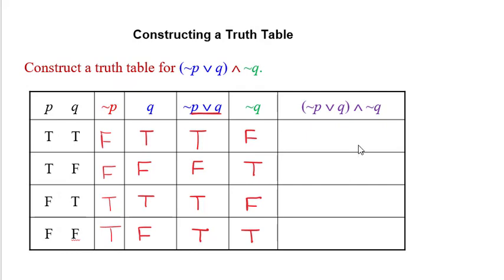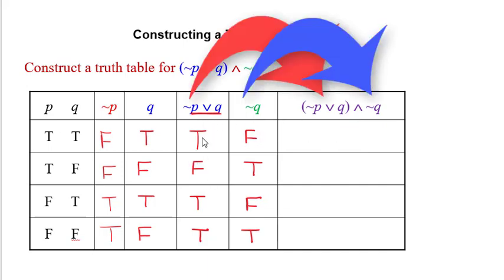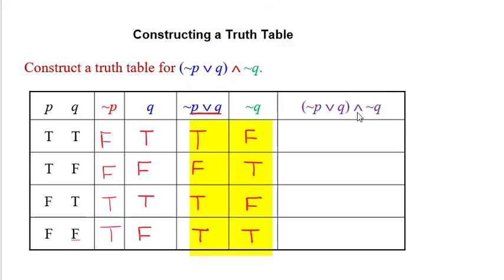Okay, I'm ready to fill in my last column. And this is an and. So I have not P or Q and not Q. So I'm looking at these two columns. So with an and, it's only true if they are both true. So it looks like we have a false, false, false, and the last one is true.